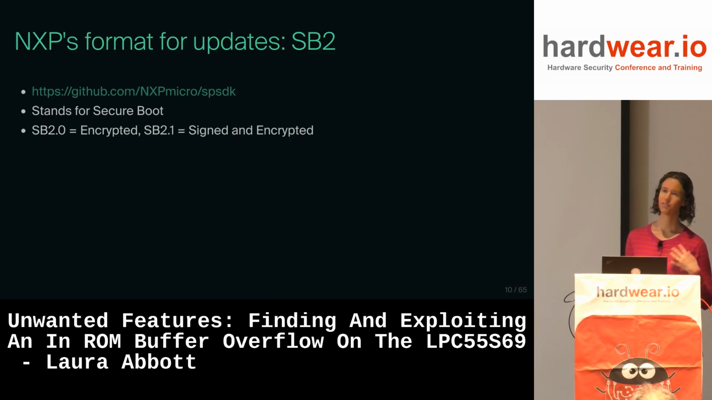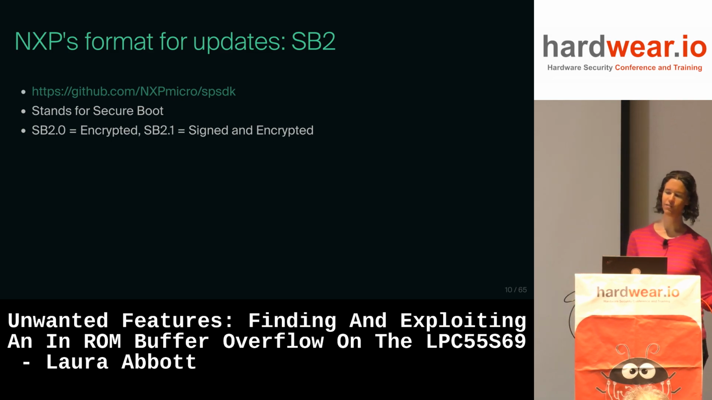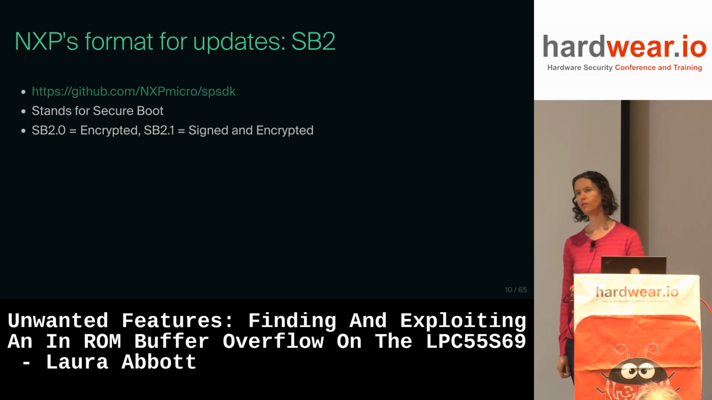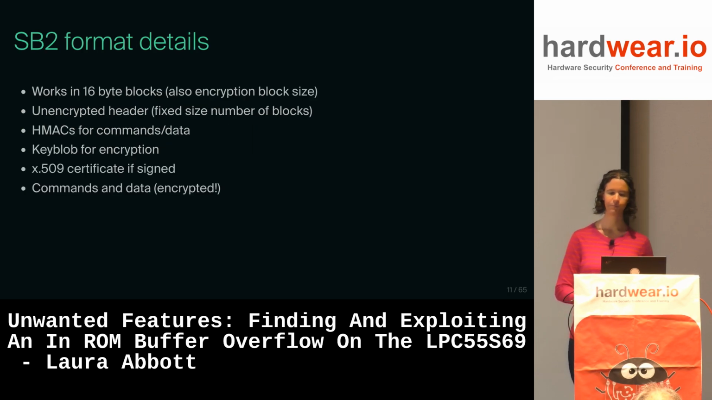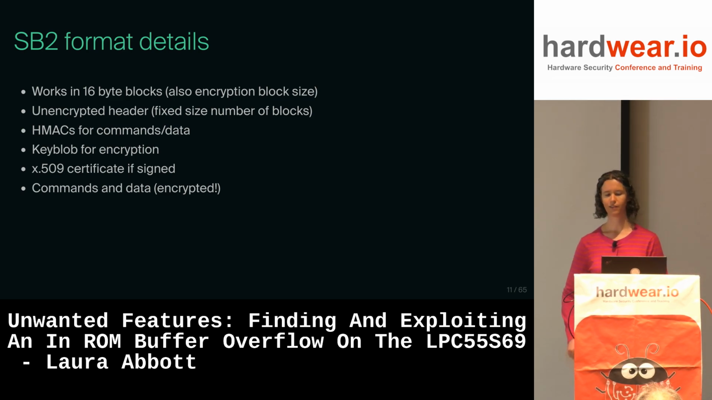Okay. So let's talk about NXP's update format. This format is called SB2, which seems to stand for Secure Boot version 2. There's references to version 1 in this code, but I didn't look at it too closely just because it doesn't actually run on the chip. All updates are encrypted, and version 2.1 is both signed and encrypted. The unit of work on this block is 16 bytes, and this corresponds to encryption block size. On a resource-constrained system such as a microcontroller, you're not going to have enough space to stage an entire update, so it's nice to be able to say, request 16 bytes to decrypt, process it, and then go on to the next bytes.